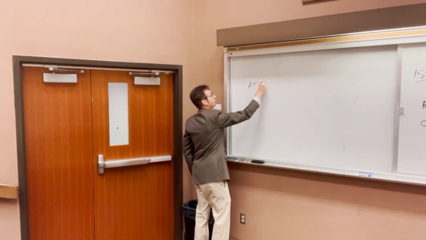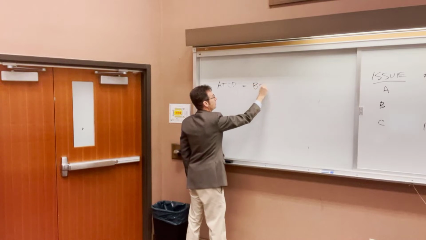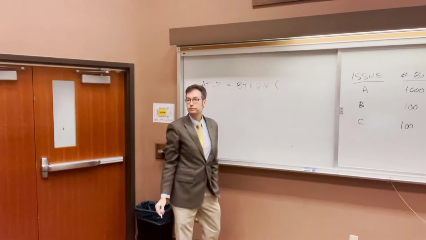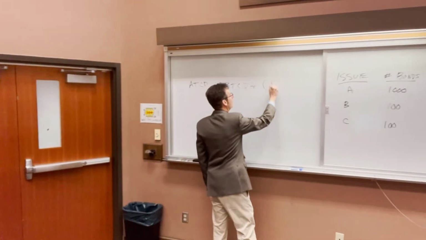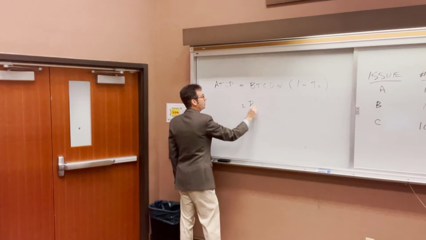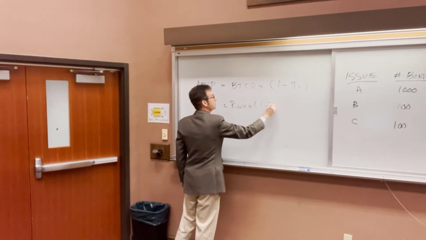After-tax cost of debt. It's equal to the before-tax cost of debt multiplied by, what do you think? Yeah, 1 minus T sub C. And so basically, this is just your R debt times 1 minus T sub C.